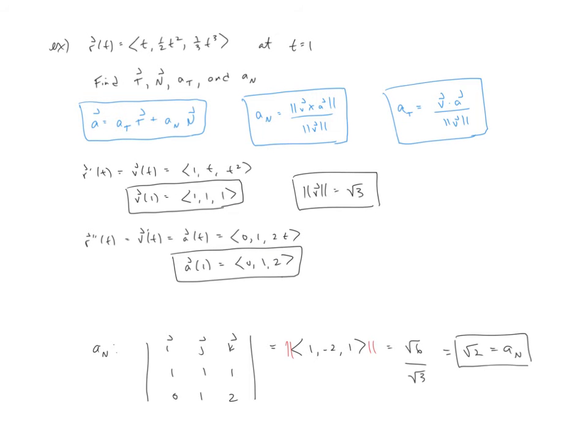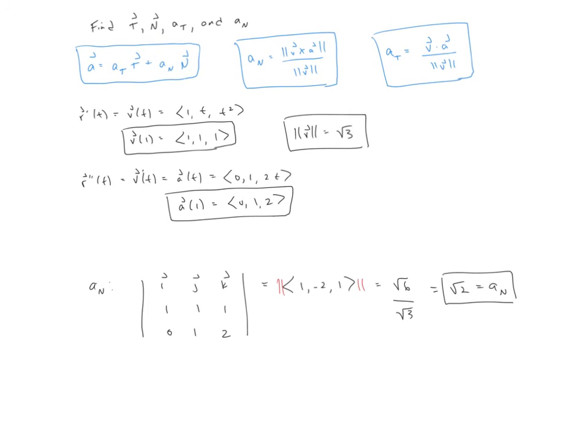All right, so then for a sub t, that's going to be where we need to find the dot product of this vector and this vector. So if I dot 1, 1, 1 with 0, 1, 2, I'm going to get a 3 out of that. And once again, dividing by the magnitude of v, that's going to be divided by the square root of 3, which equals the square root of 3. So there's our a sub t.